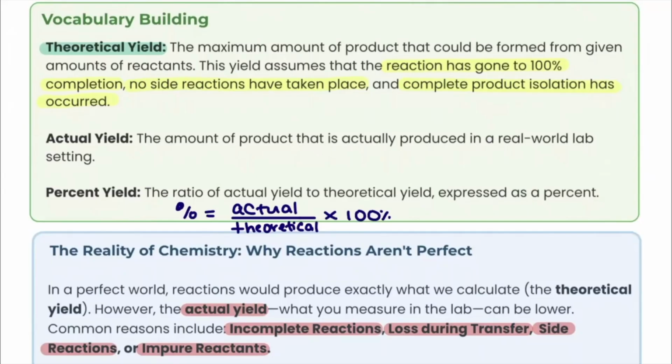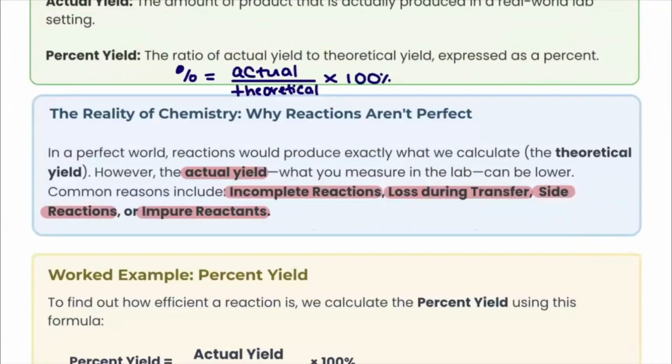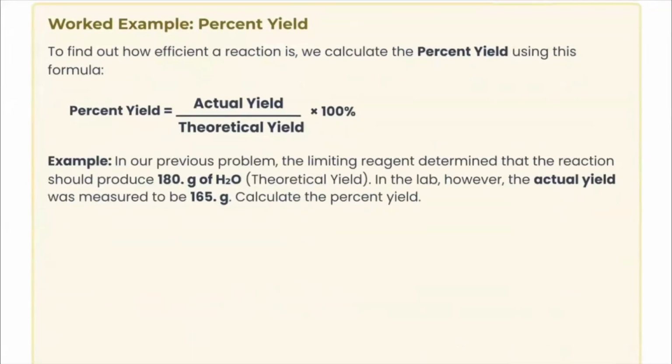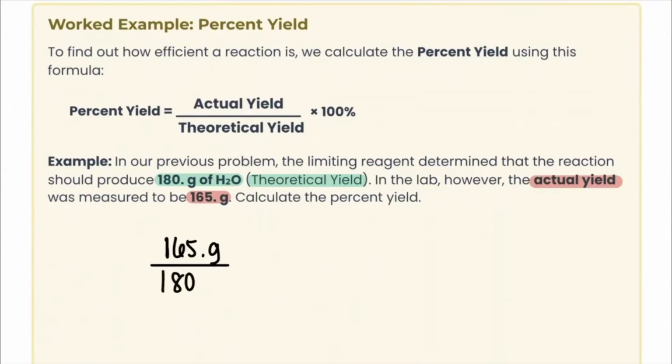And so, using our previous example, right, our previous calculations, we found the theoretical yield was 180 grams of water. But let's say in the lab you actually obtained 165 grams of water. How do you calculate the percent yield? All you do is you take your actual yield, which is 165, and divide it by your theoretical yield, which is 180, multiplied by 100, and you end up getting about 91.6666%. And if we were to round it to 3 sig figs, we end up getting 91.7%.